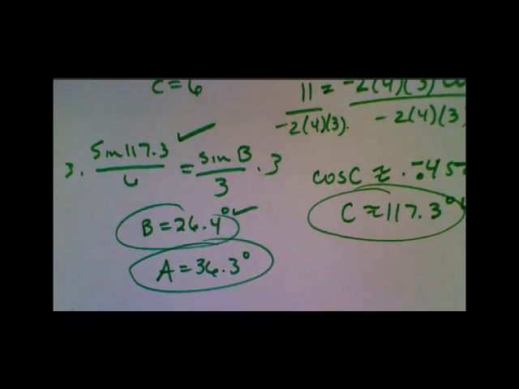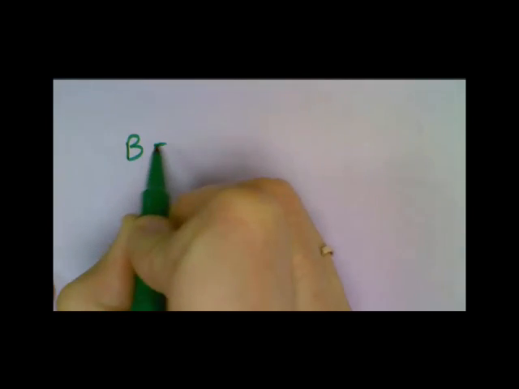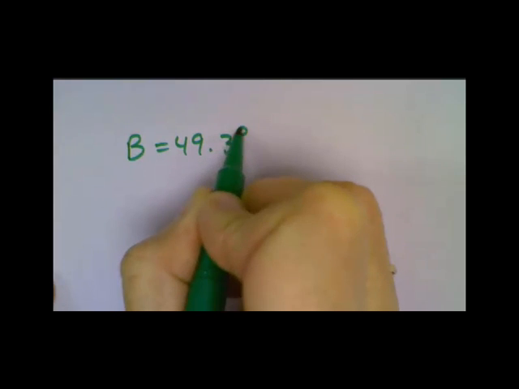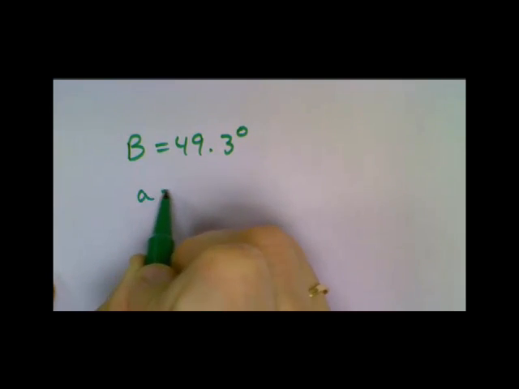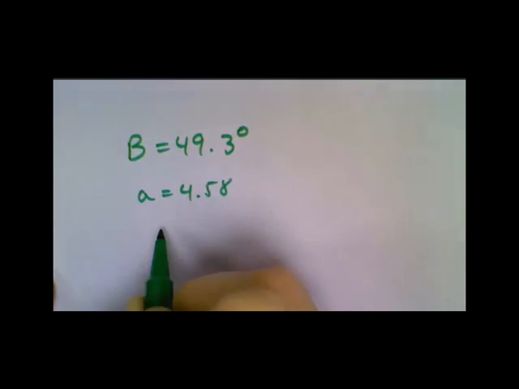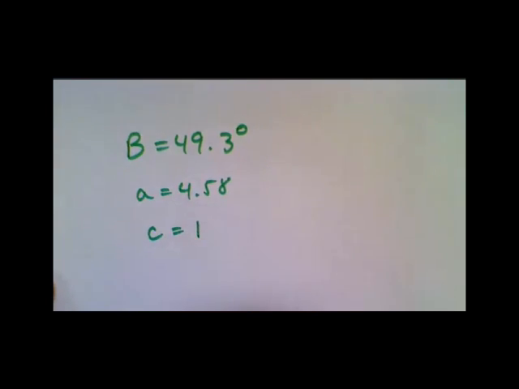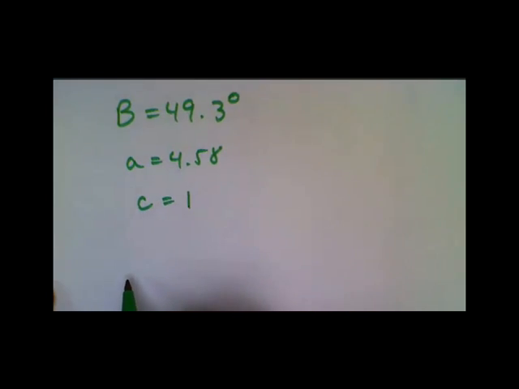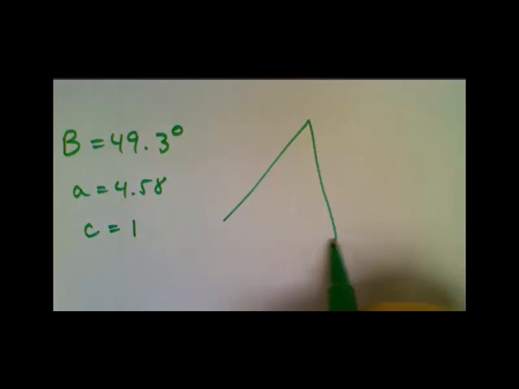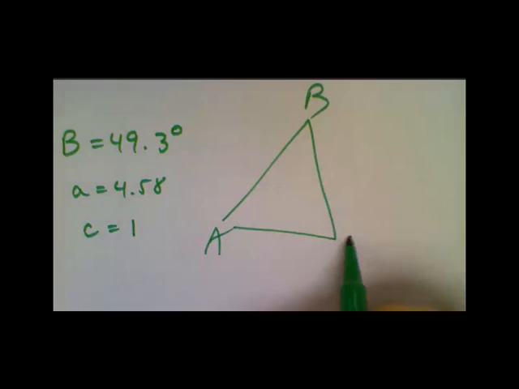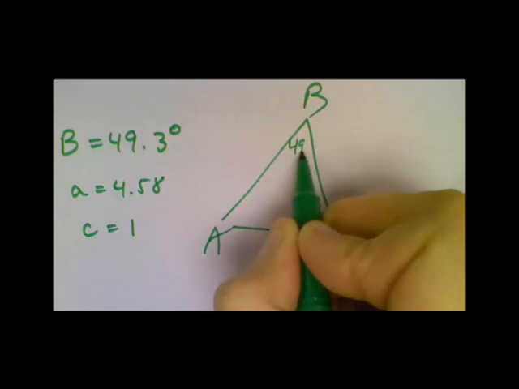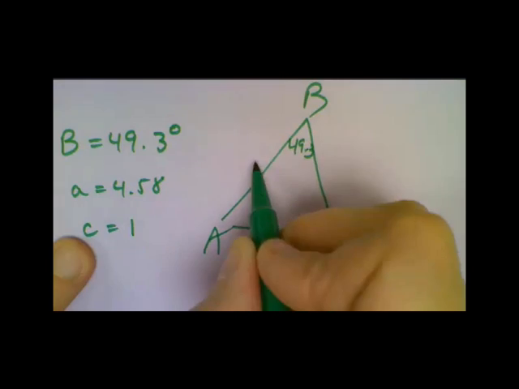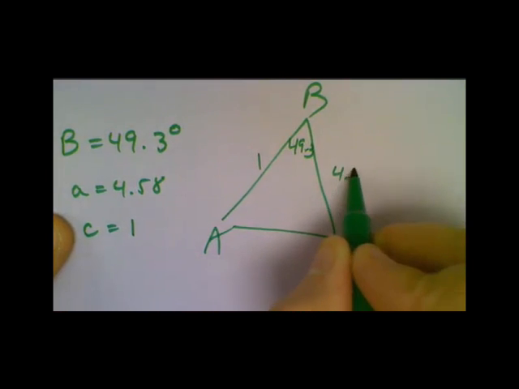Okay, if you are given, let's say, two sides and an angle. Let's say you're given angle B is 49.3. You're given side A is 4.58. And you're given side C is 1. All right, so when you go to think about your triangle, again, I always have to draw a picture. And I say, all right, B is 49.3. Side C is 1. Side A is 4.58.